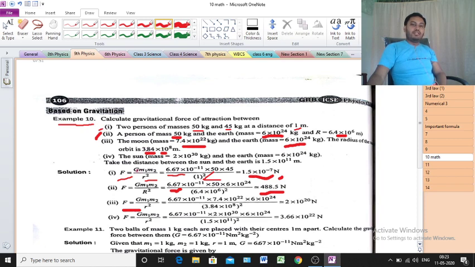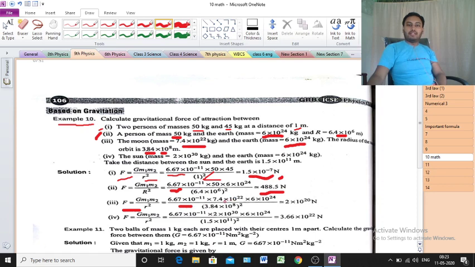Clear? Nothing else is needed, all the data are given. Just put this data in the equation and you will get the answer. G is 6.67 into 10 to the power minus 11, multiplied by m1. Let's say m1 is this one, 7.4 into 10 to the power 22 kg. Clear? Are you getting it or not?